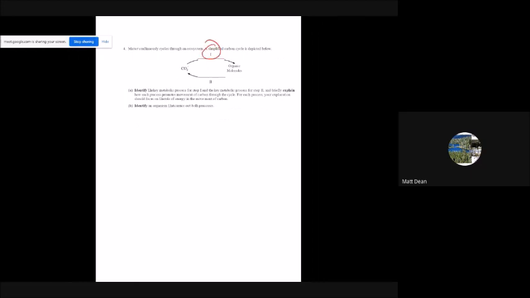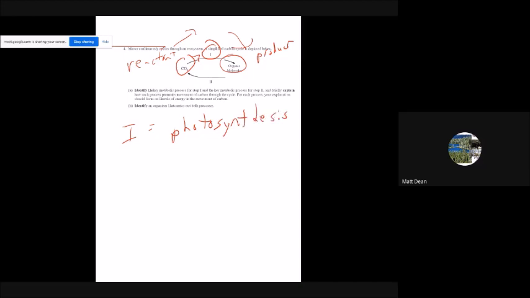Notice for process 1, carbon dioxide is an input and an output is organic molecules. So carbon dioxide in, organic molecules out. Carbon dioxide as a reactant, organic molecules as a product. I'm hoping you guys see that that's photosynthesis. Process 1 is photosynthesis. It's taking in carbon dioxide and it's using that carbon dioxide and also probably some water to produce sugars, organic sugars. Those sugars then can be used to make other organic molecules.